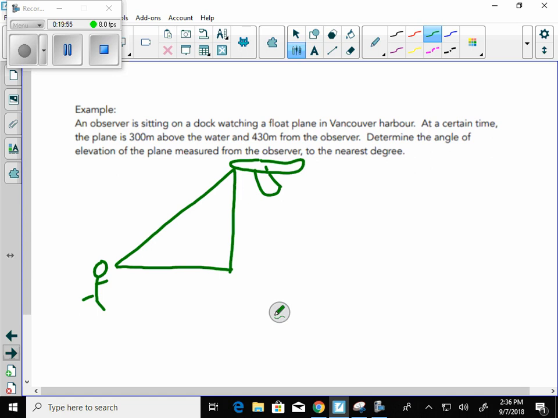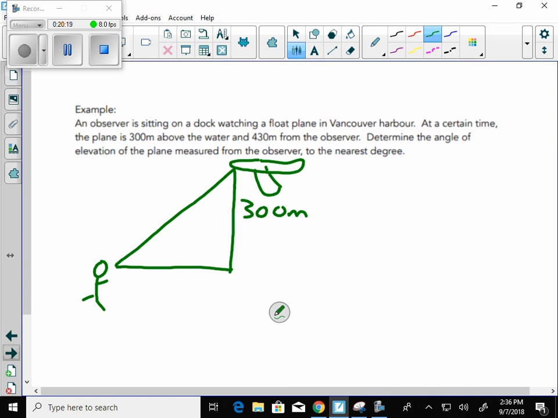All right, so the plane is 300 meters above the water. That's your vertical distance. And it's 430 meters from the observer. Well, I drew my line, the hypotenuse, really long, the angle going downwards on an angle. Yeah, like you could tell it's long.